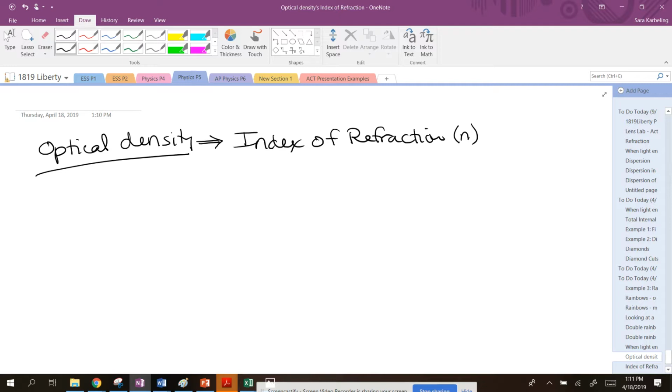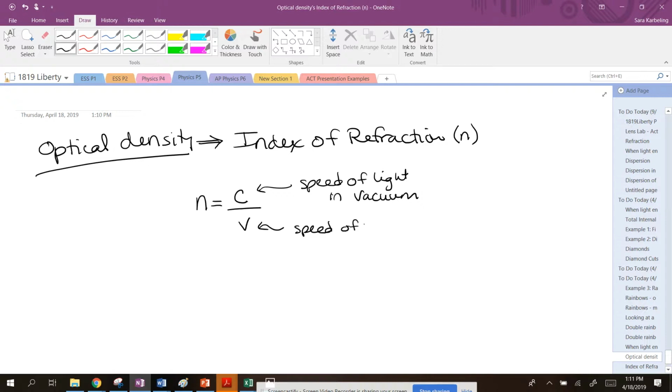An index of refraction is defined as the speed of light in a vacuum, that's c, divided by the speed of light in a medium. Okay.